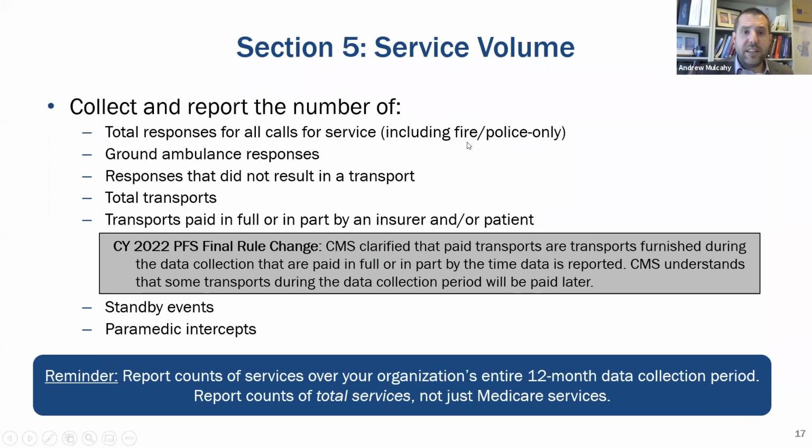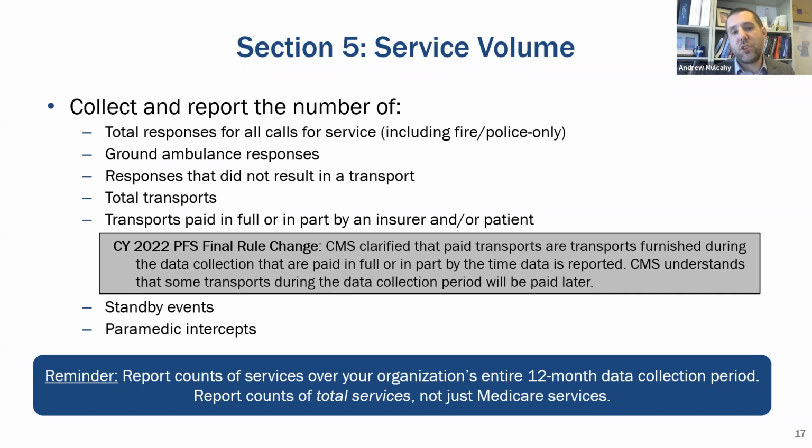Moving on to Section 5. Section 5 has a long list of definitions at the beginning, and the goal is to get a sense for the volume of services you provide of different types. One of the interesting features of Medicare's payment for ground ambulance services is that payment is typically only made when there's actually a transport. So there are questions that ask about the number of transports, paid and unpaid, over your 12-month data collection period.